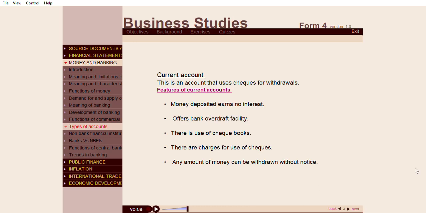Current account. This is an account that uses checks for withdrawals. Features of current accounts. Money deposited earns no interest. Offers bank overdraft facility. There is use of checkbooks. There are charges for use of checks, and any amount of money can be withdrawn without notice.